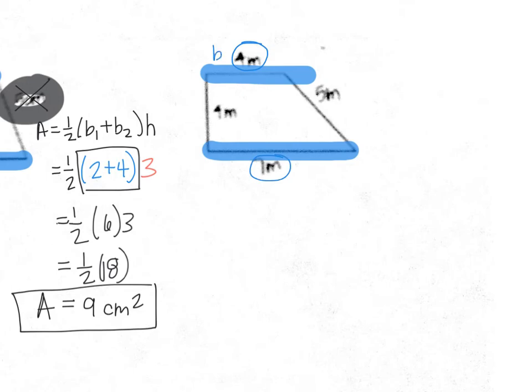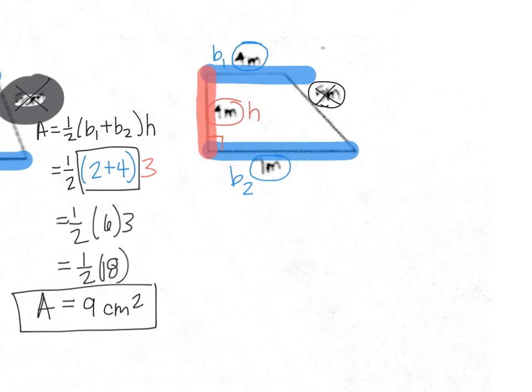Let's go ahead and label that. We didn't do that on the last one. Base 1, base 2. Now my height on this one is actually going to be a side, because this side right there forms a 90-degree angle. It forms a perpendicular angle. So this is my height. Okay, what is this guy right here? He's extra information. We don't need him at this point.